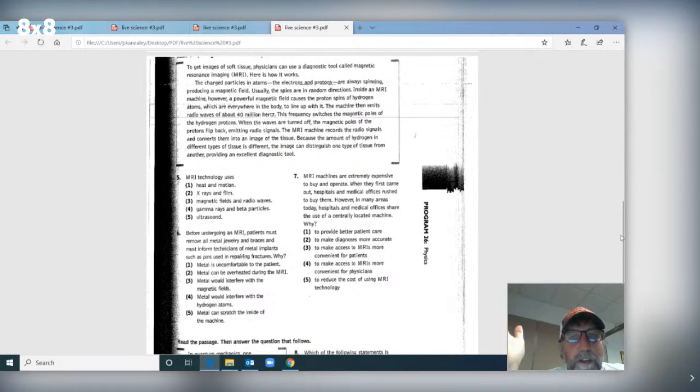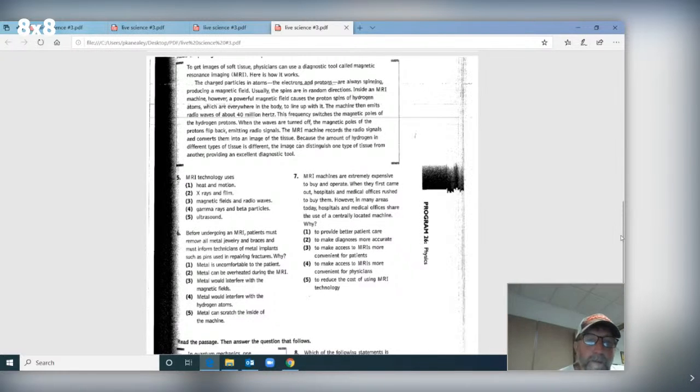X-rays and film, it doesn't mention anything about film, doesn't mention anything about X-rays. Number four says gamma rays and beta particles. That's not mentioned in there. And number five is ultrasound, and ultrasound isn't mentioned in there. So if you just did process of elimination, you could cross all those off, and the only thing you're left with is number three, magnetic fields and radio waves.